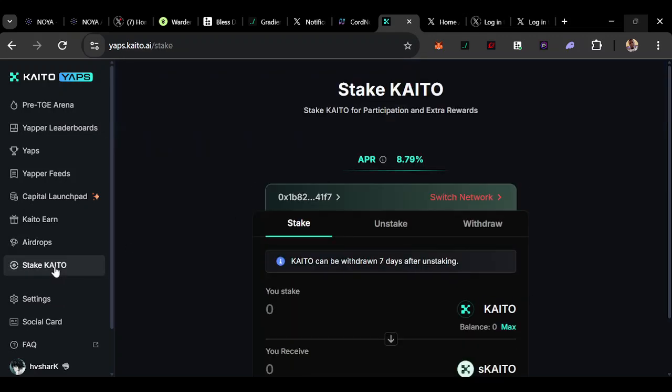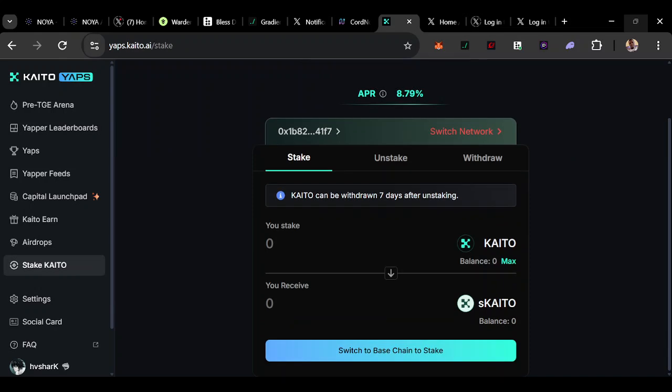So now let's go to Kaito stake. When you come to Kaito stake, this is where you can actually stake some Kaito, if you have some Kaito to stake. This is where you can stake some of your Kaito.